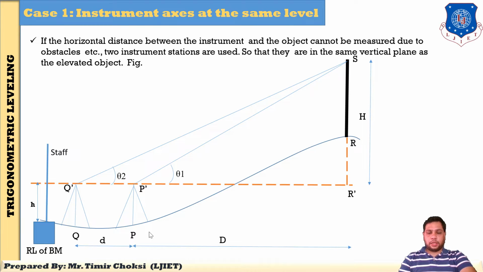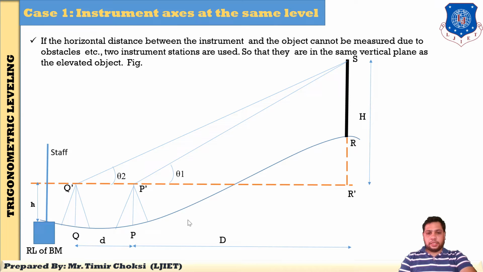In this type of field, you use two instruments for finding the capital D as well as the capital H, meaning horizontal distance and height of the building, and the RL of the top of any building. So now, step number 1, draw the figure.